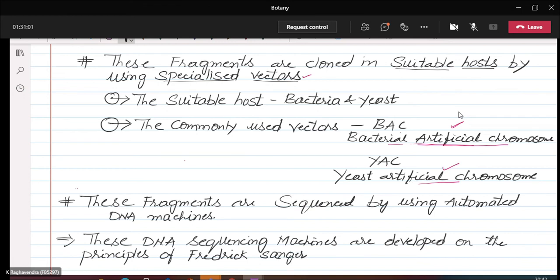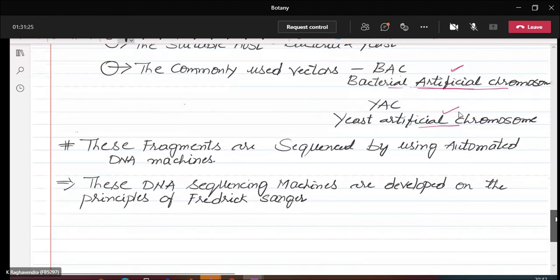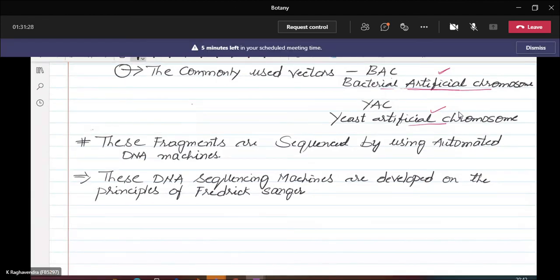He not only developed DNA sequencing machines, but he is also credited for identifying the amino acid sequence in a protein. If you place a fraction of a protein, there are also some protein sequencing machines, which are developed based on the principle of Frederick Sanger. So he is also credited for determining the amino acid sequence in a protein.